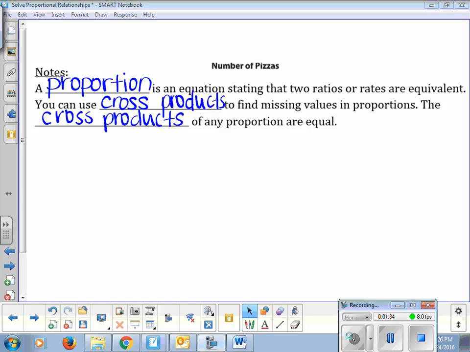So, you can use cross products to find missing values in proportions. The cross products of any proportion are equal. When you think of cross products, you're going to look at the numbers that are across from each other. In products, we do what operation? Multiply. So you are going to multiply the numbers across from each other.